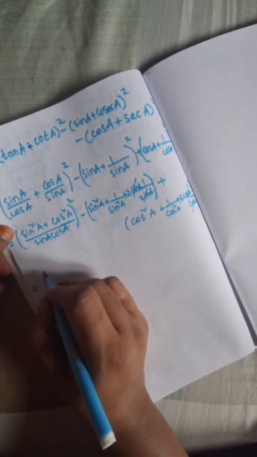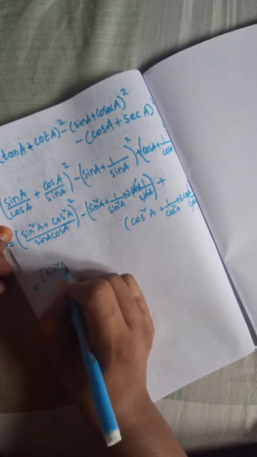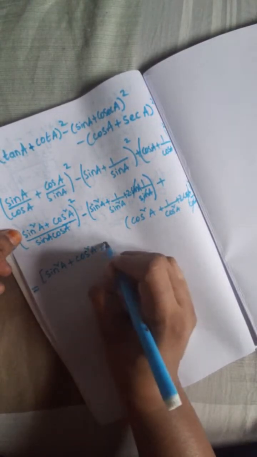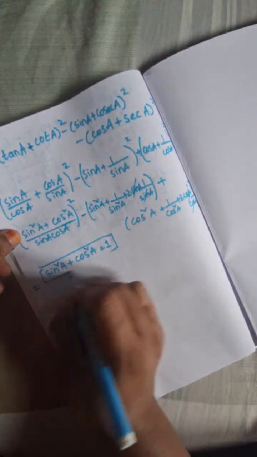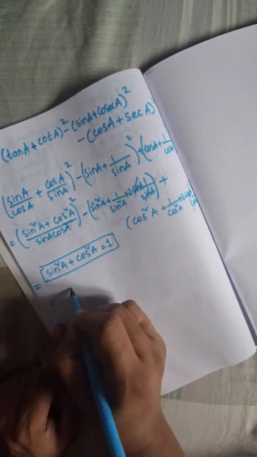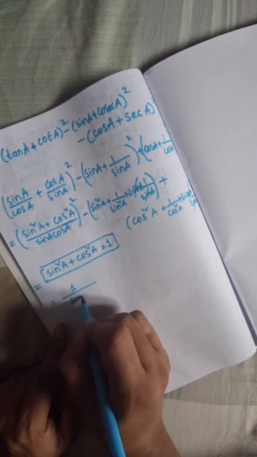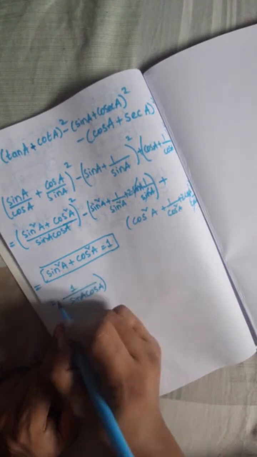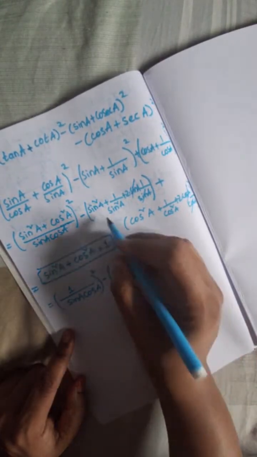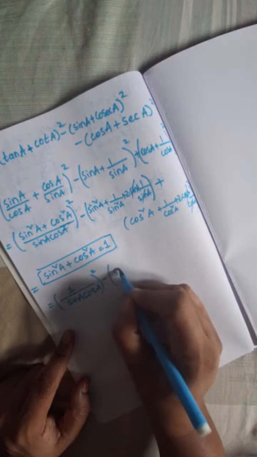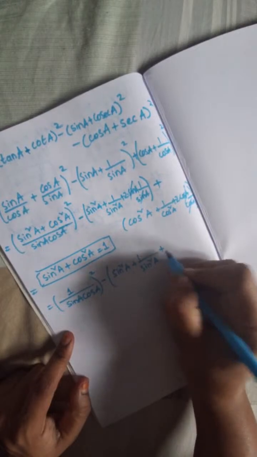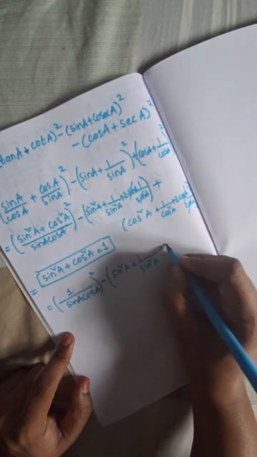What is in this step? Here we know the formula, the identity sin square A plus cos square A is equal to 1. So we have to apply this identity in this step. We get the first term as 1 by (sin A cos A) whole square, which is there already. Next, what we remain with is sin square A plus 1 by sin square A, plus 2, since sin A gets cancelled.